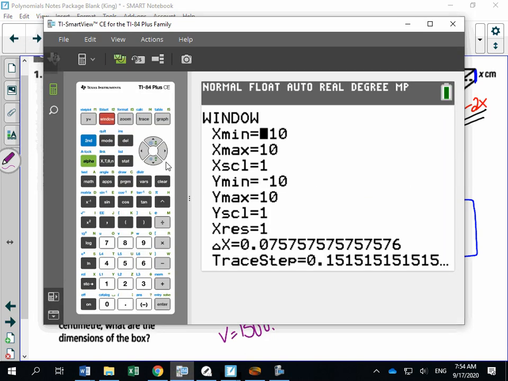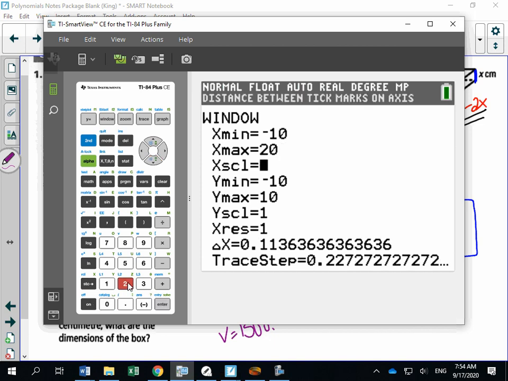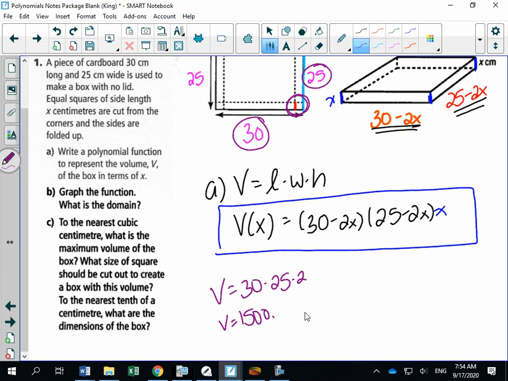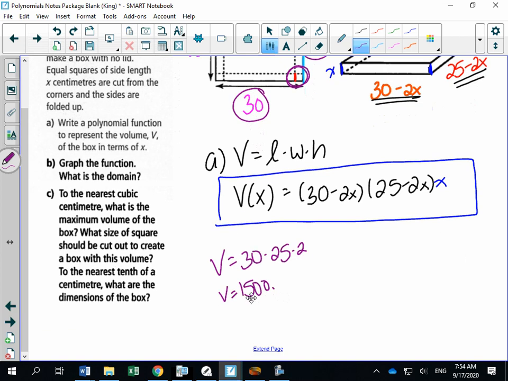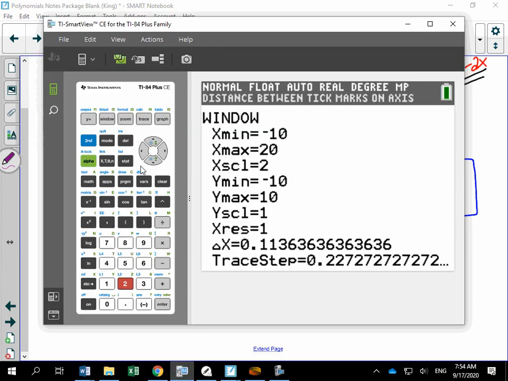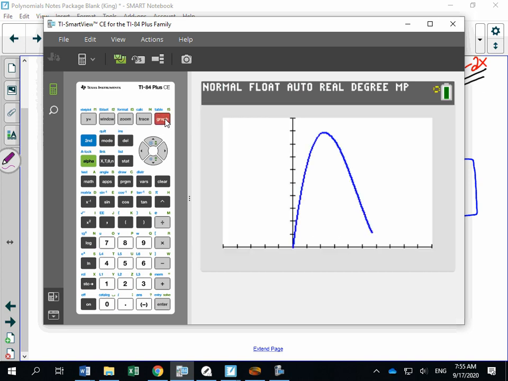So go to window and let's change our x max to 20. We might have to switch that. I'm going to change my scale factor to 2. When I go to y max, I'm going to pick a number bigger than 1500. So let's maybe go to 1700 for y max. So if I go to 1700, I'm going to change my scale to 170. Let's see if we get a better looking graph. There we go. So we have a better looking graph for this. Okay, so this is sort of what our polynomial function looks like graphed.